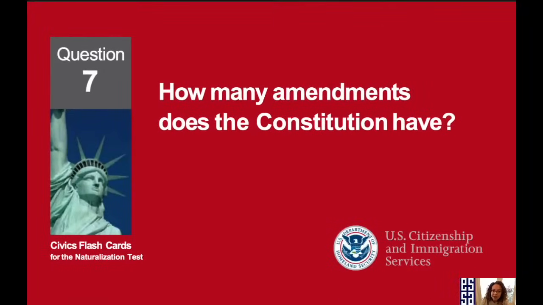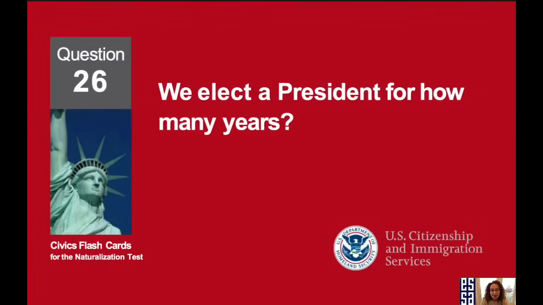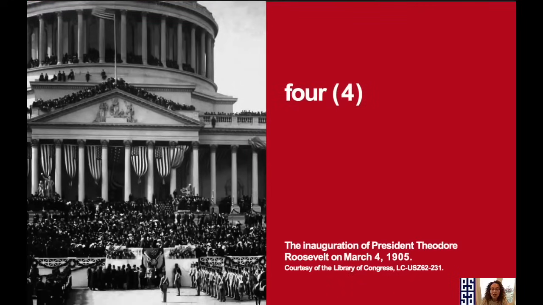How many amendments does the Constitution have? 27. We elect a president for how many years? 4 years.